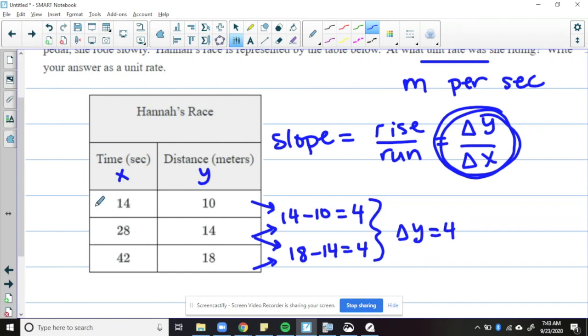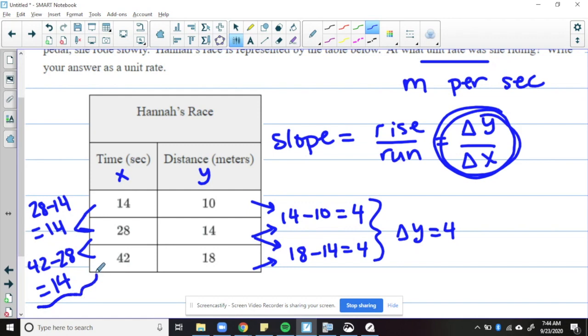Now let's do the same thing with x. What is our change in x? 28 minus 14 is equal to 14. Is it the same here? Let's find out. 42 minus 28 is also equal to 14. So we can say that our change in x is equal to 14.